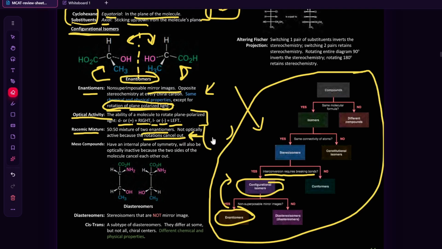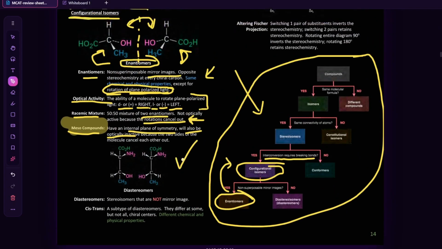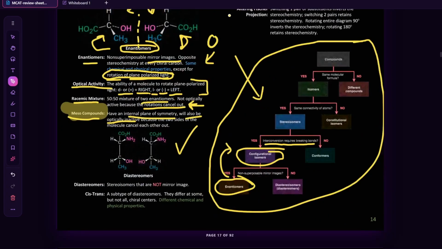Cancels it out. All right. And then meso compounds have an internal plane of symmetry and will also be optically inactive. That's important because the two sides of the molecule can cancel each other out. So these are also optically inactive. As you can see, it's really important to know optical activity when we're talking about enantiomers.